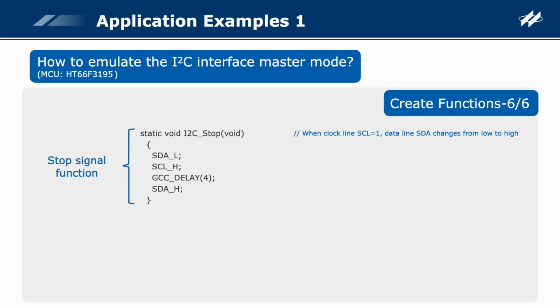The final step is to write the stop signal function that terminates the I²C communication. When the clock line SCL is high, the master controls the SDA line to change from low to high. The above has provided a complete example of I²C Interface Master Mode emulation.